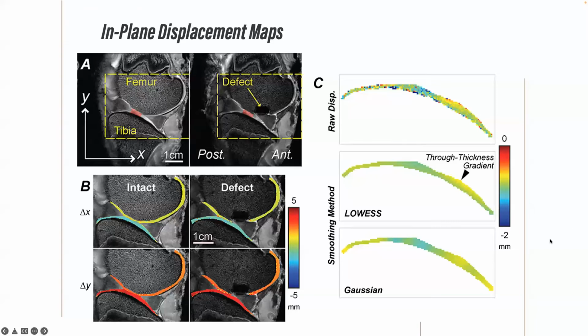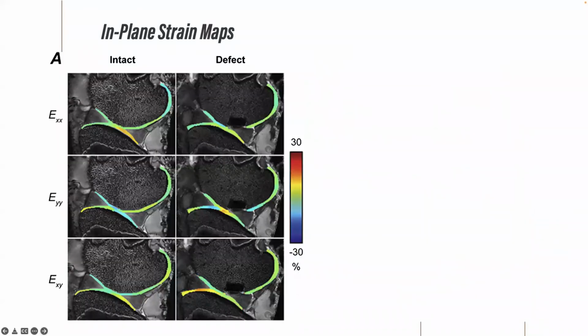And so with this newer smoothing method, we were able to then calculate these in-plane strain maps. And so this is just another representative specimen with the intact as well as the defect. And you can appreciate that with the defect, we see changes in the strain profile in both the tibia as well as the femoral cartilage.